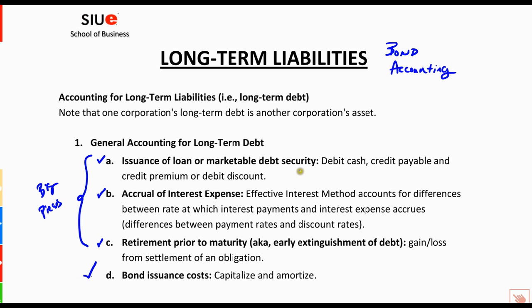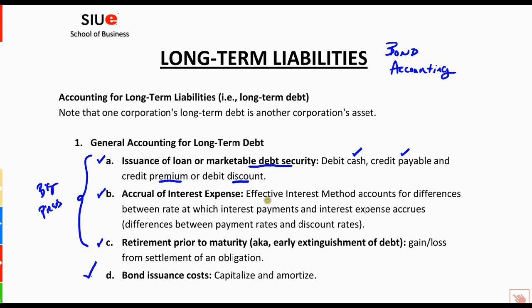Okay, so with issuance of the bond in particular, we're going to talk a little bit about loans briefly, but really marketable debt security, which is a bond. You're issuing the debt to receive cash, so you're going to increase cash. You're going to credit a payable, in particular a bond payable or bonds payable. And then you may end up having to adjust for the value of the bond that's distinct from the principal value. You may have to credit a premium or debit a discount account.